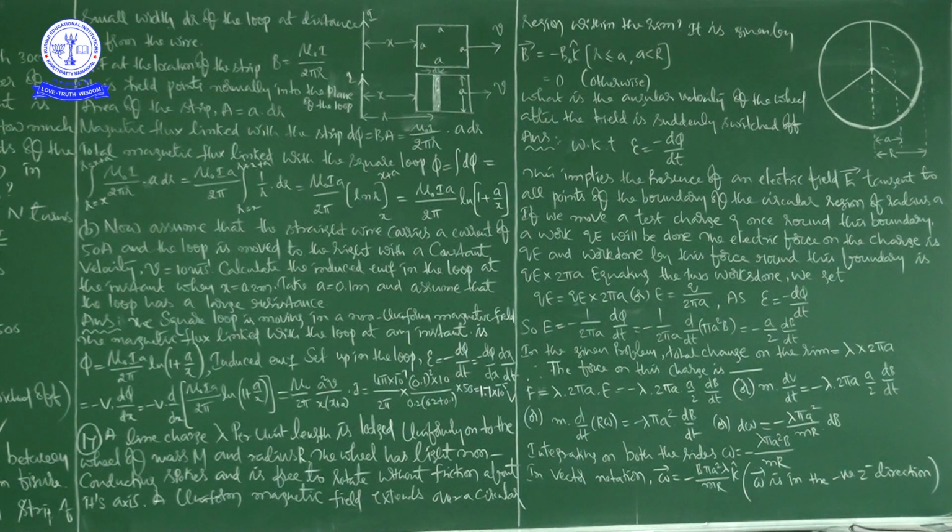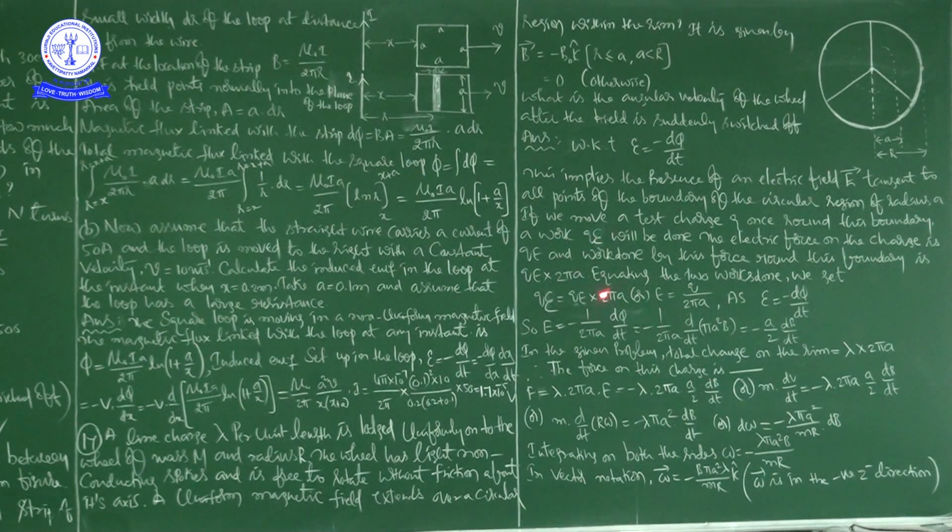So QE is equal to... equating the two works done. The work is Q epsilon. This is not E, it is epsilon, so it is Q epsilon that will be done. Afterwards, the force is QE, and the work done by the force is QE into 2 pi A. Equating the two works done, this amount of work and this amount of work we are going to equate.